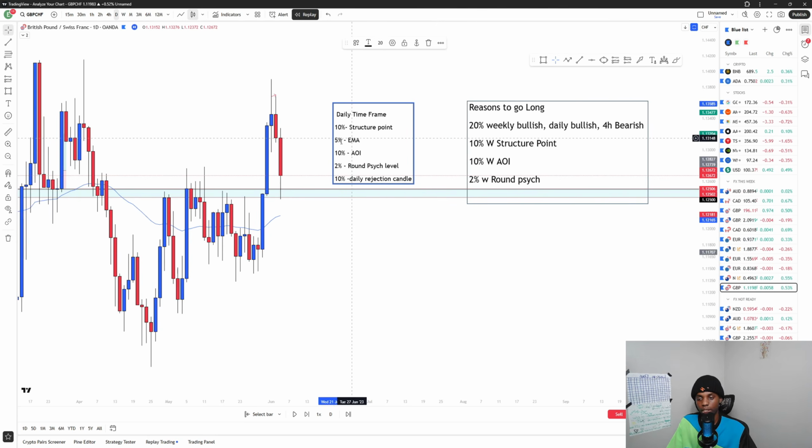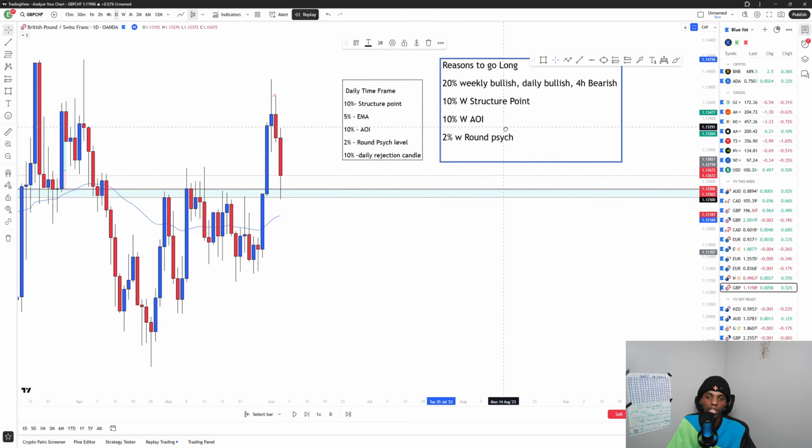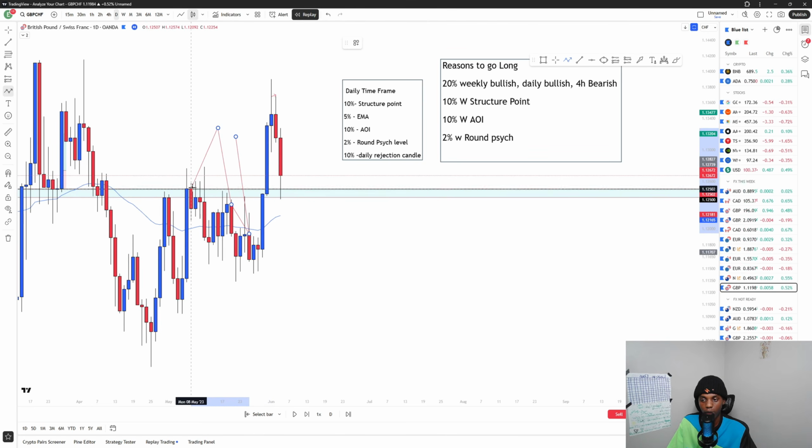Structure point. Is daily time frame rejecting off of the previous structure point? The answer is no. Daily time frame is not rejecting off of the previous structure point. This down here is the previous structure point. This is not the previous structure point, and this is not the previous structure point. This is the previous structure point. Daily time frame is not rejecting off of it since it's above it. If it was down here like this, then it would be rejecting off of the previous structure point. So no for previous structure point.